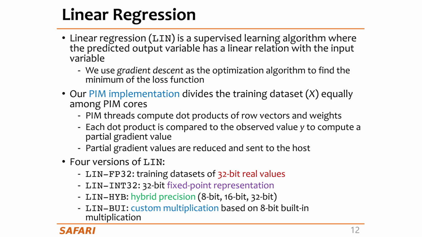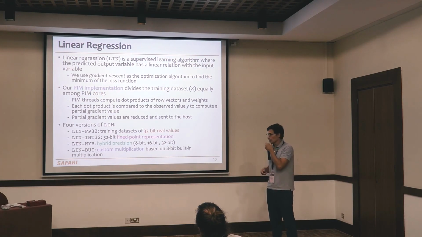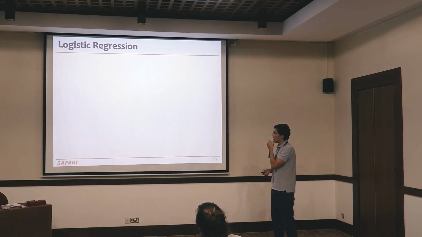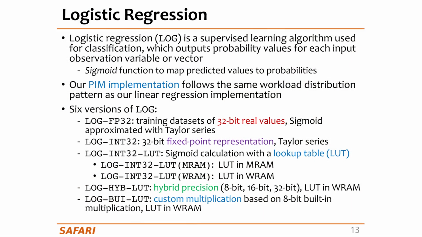We created four versions of the linear regression. The first one uses real values, so we are using 32-bit floating point numbers. The second one uses fixed point representation. The third one is a hybrid precision version. It starts with 8-bit and then moves to 16 and 32 bits. And finally, a custom multiplication that is based on the 8-bit built-in multiplication that the pipeline ALUs have. For logistic regression, we use a very similar approach.